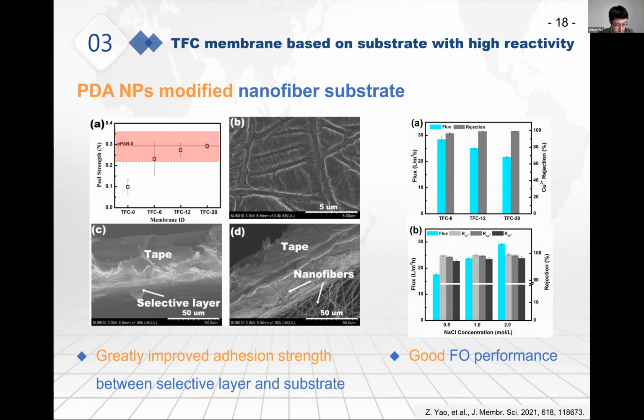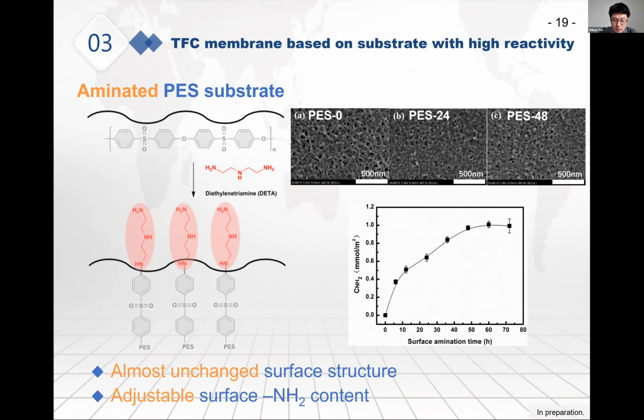Then the FO performance of the prepared membrane was tested again by using sodium chloride as a draw solution. The TFC membrane showed high water flux and high heavy metal ions rejection. With the experience on the formation of a selective layer on a substrate with high reactivity, we did further exploration.